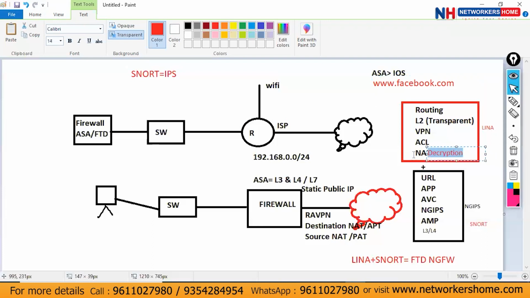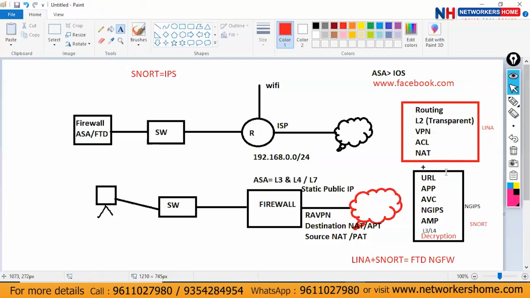There are multiple features. I'll show you. We have a decryption feature plus identity based, user based access. That's like a local identity created on a device. These things are also present on the Lina operating system. Decryption is present on your NGIPS also. It's a combined thing. So decryption will also come under the next generation features.